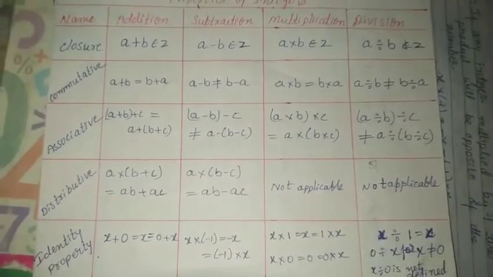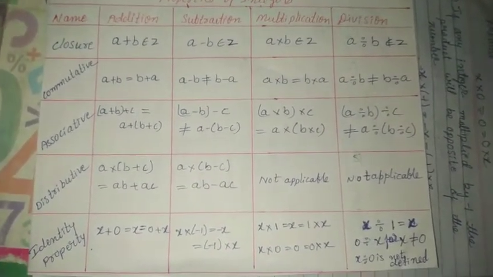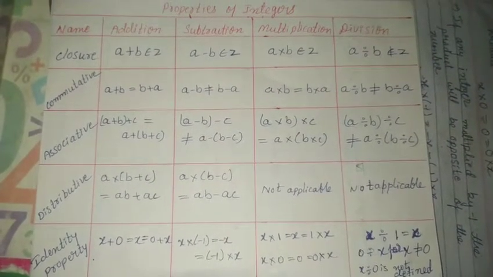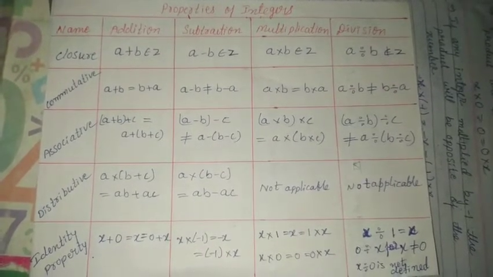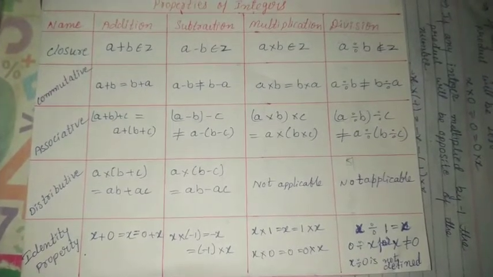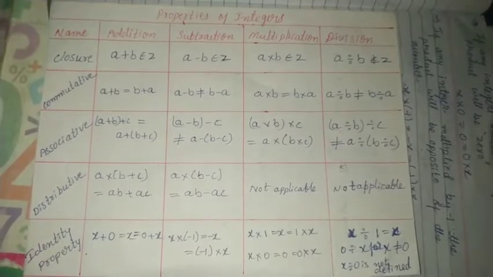I prepared a chart about properties of integers. Name of the property: closure, commutative, associative, distributive and identity property. And what are the properties for addition, subtraction, multiplication and division.